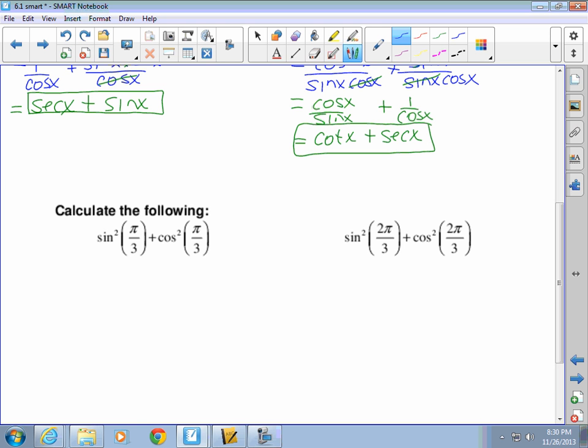So pi over 3, if I draw this, if this is pi over 3, then that means my sides are going to be, if that's the 60 side, this is going to be my square root 3, my hypotenuse is 2, and that pi over 6 side is a 1.